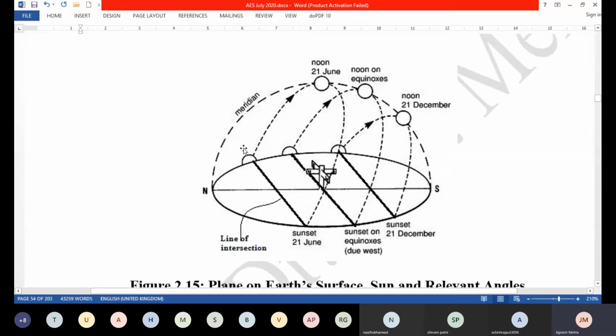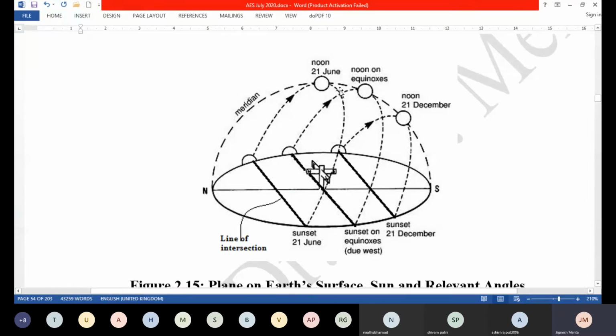So this path will be longer in summer, it will be longest. On equinox days it will be shorter than that, and in winter it will be shortest. So the difference between the sunrise time and sunset time also will be longer on summer days, will be equal on equinox days, that is night and day will be equal, and the day will be shorter on 21st of December.